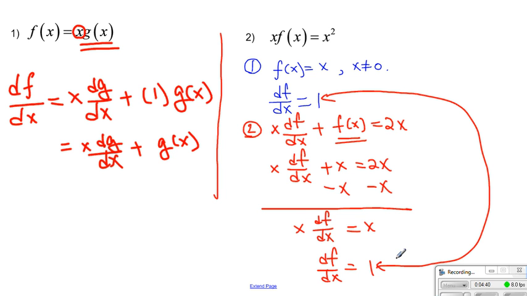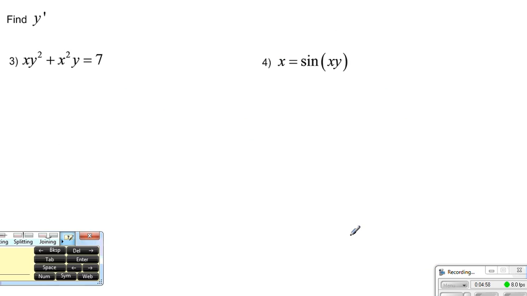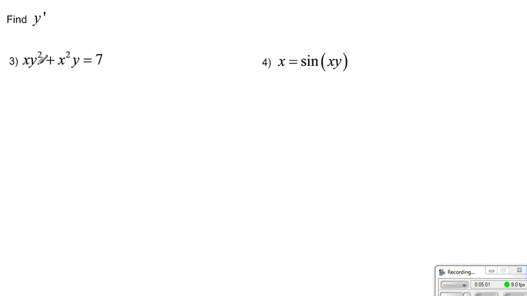That's quite interesting, because what if we have other questions in similar circumstances where we cannot solve for that particular variable? Can we still find the derivative? Just like the example that follows right here. We have x y squared plus x squared y equals 7. Now, I want you to find y prime. Let's look at number 3 for a second. Before we continue, I want you to look at that expression.